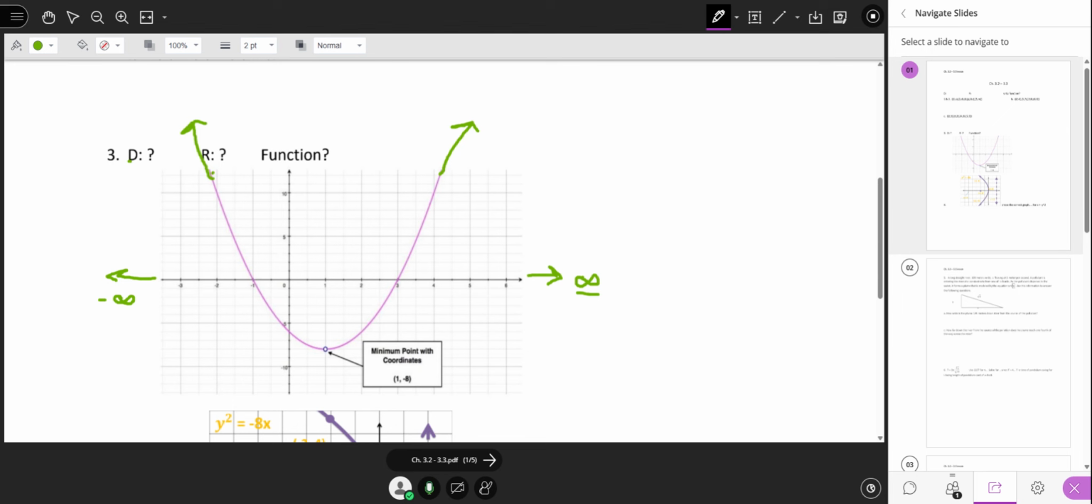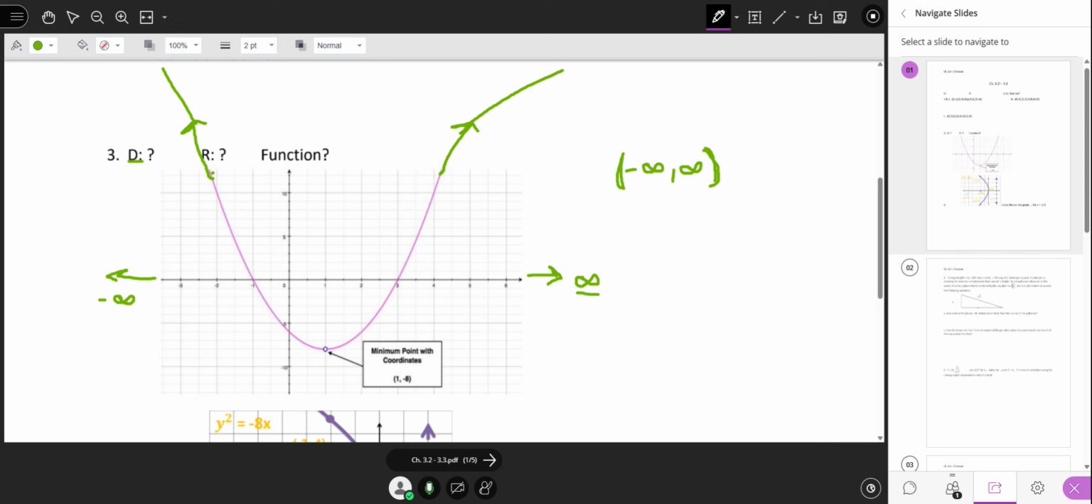And your domain is just all of your possible x values. If I'm going forever to the right, forever to the left, my domain is going to be negative infinity to positive infinity. And I'm including everything in there. We have to use a parenthesis because we can't define infinity. We know it goes on forever, but we don't know what that value is. So whenever you use infinity at all, you have to use a parenthesis.